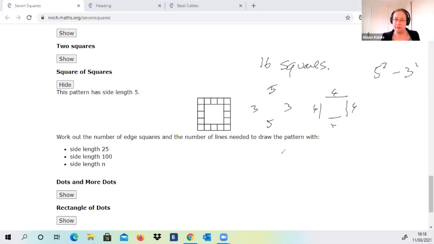So I think it's quite different from what we're looking at today, and this way of getting into the sequences. So what does your method look like then, Charlie, for the n by n square, the pattern with side length n?